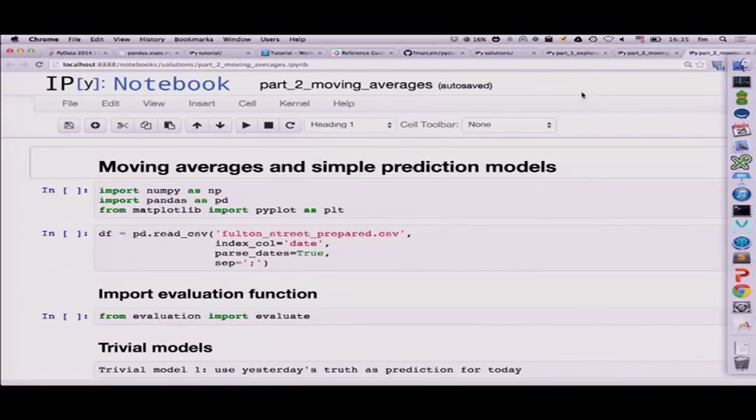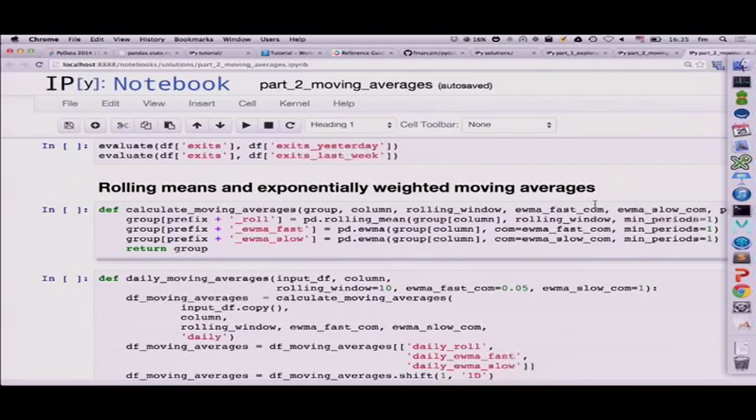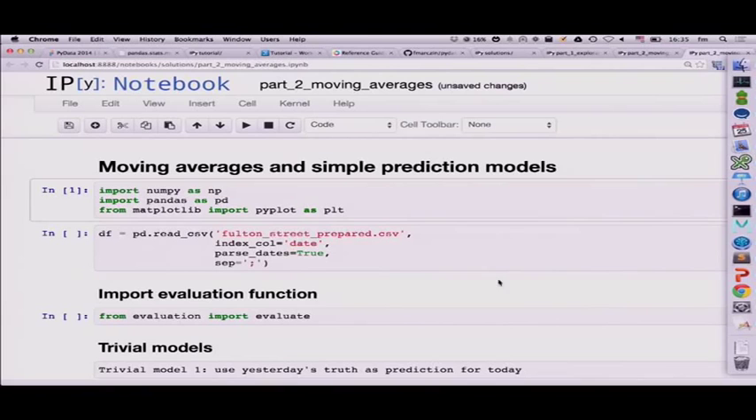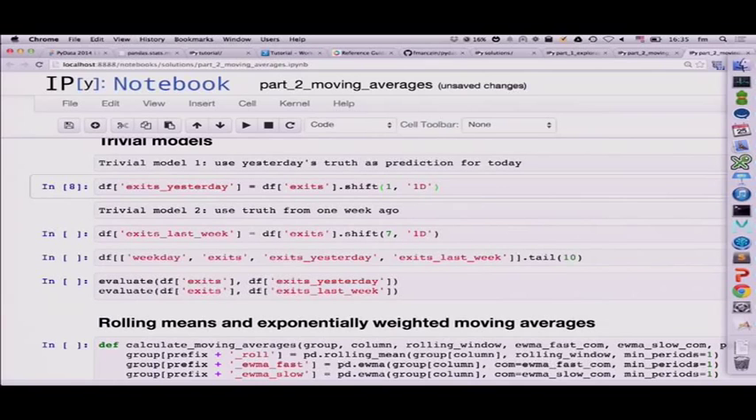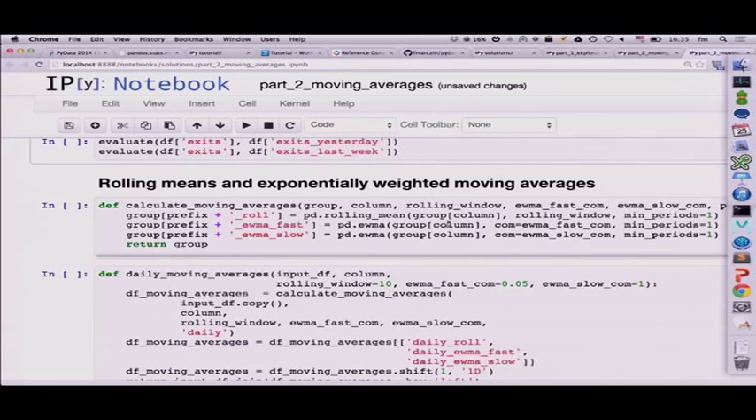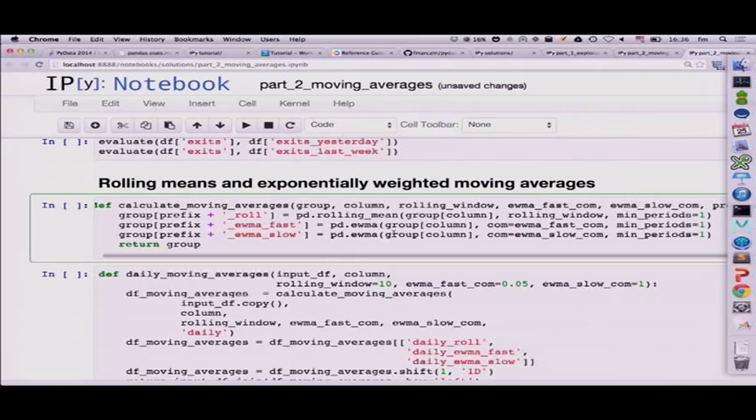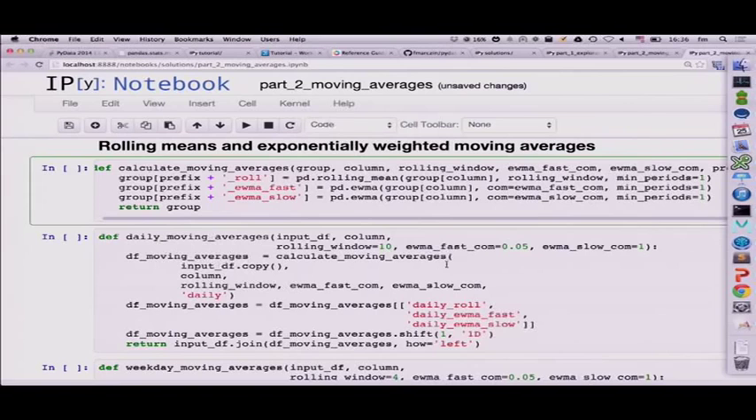So again, let me walk you through the way we solve this problem here. So again, we import the data, we import the evaluation function. So this is again the trivial models. So then we basically define a function that calculates a rolling mean, a slow-moving exponentially weighted average, and a fast-moving exponentially weighted average, and we apply it to the data.